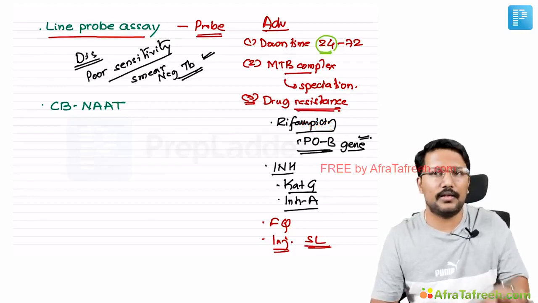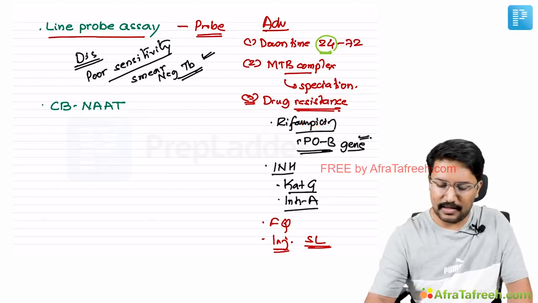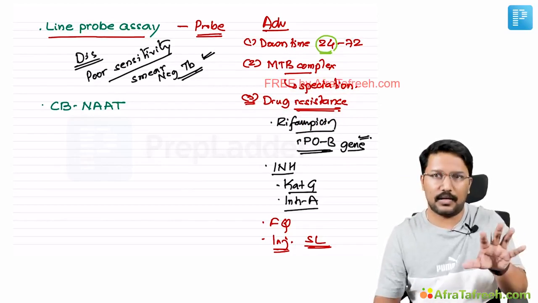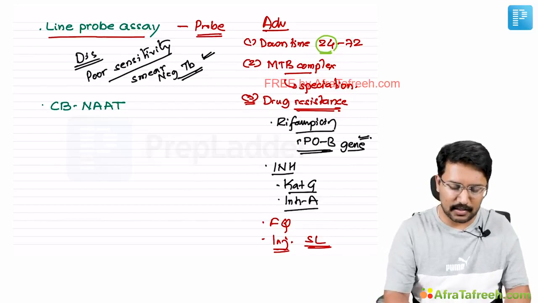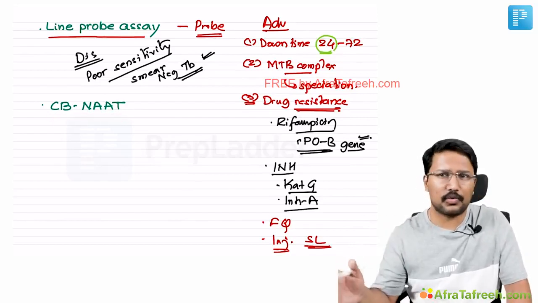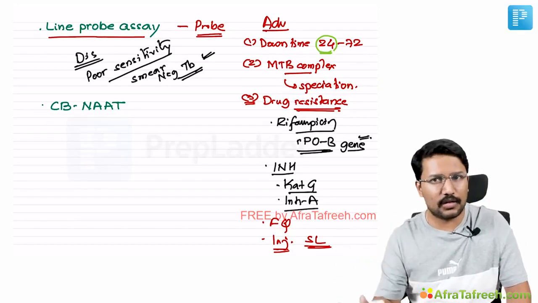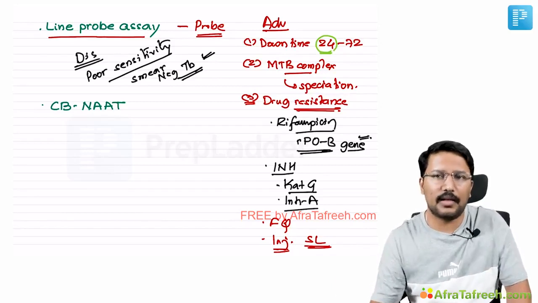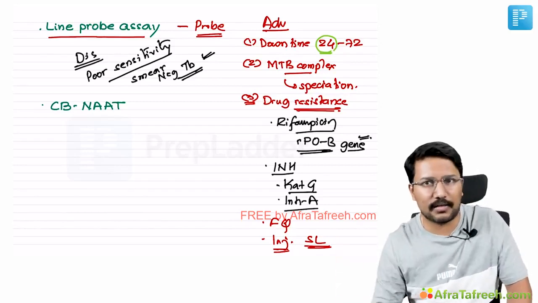So its real utility in today's context is in identification of drug resistance rather than diagnosis, right? That's why guidelines typically recommend CBNAT as your starting point. Smear microscopy and all is like the thing of the past, no longer recommended. So mostly we recommend CBNAT as the starting point, right? After that we talk about cultures and stuff like that.